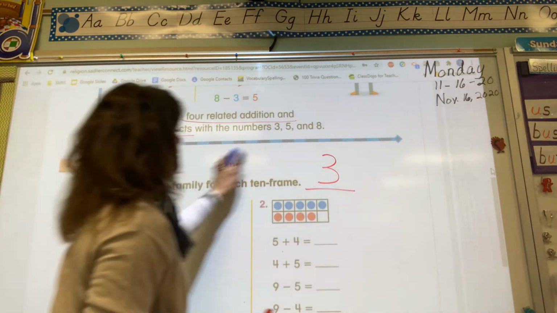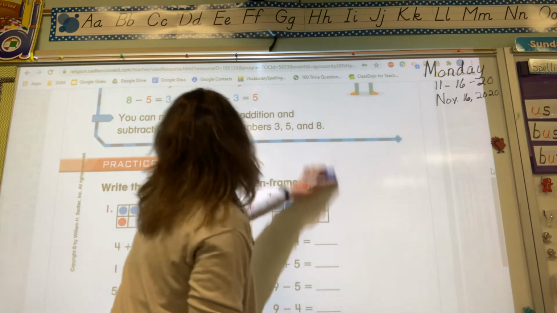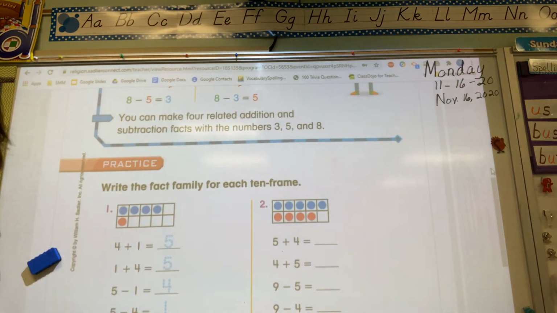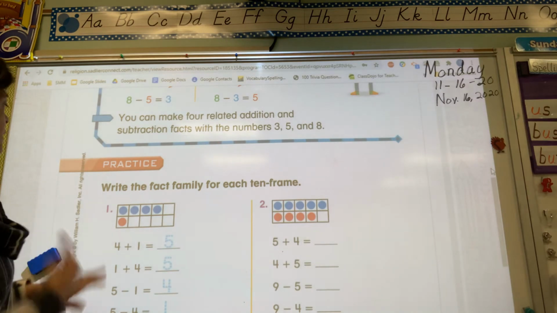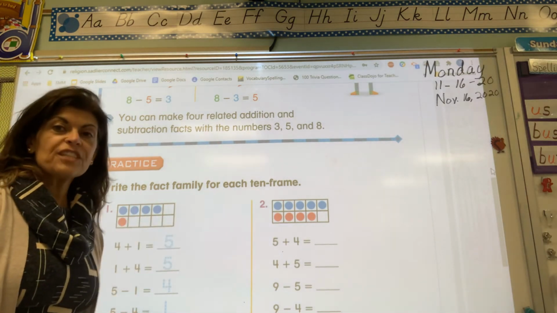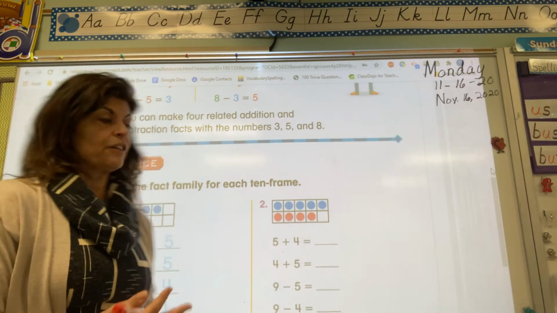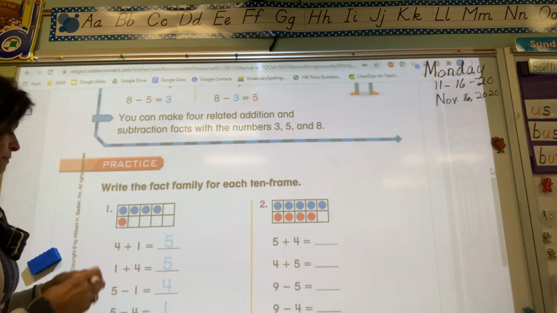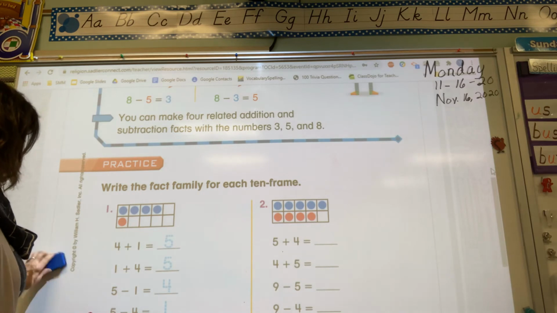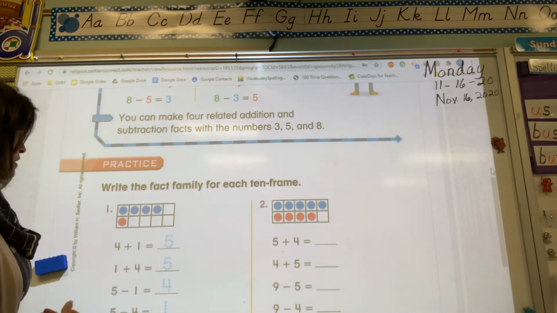It's very important. So let's take a look at what you're going to be doing today on the practice. And this is on page 125. You are going to write the fact family for each 10 frame. And it's important to use 2 different colors when you are using the 10 frame. But right now this is showing us what colors to use.